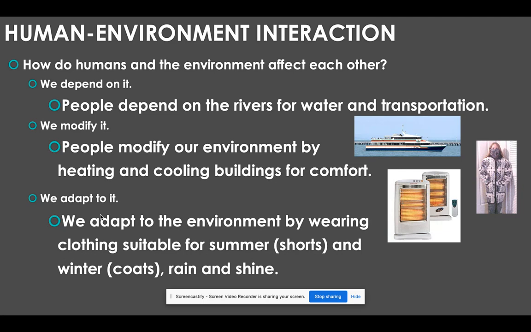Human environment interaction is pretty self-explanatory. It's how we interact with the environment and how the environment interacts with us. So when we pollute the environment, we're interacting with it. When it gets really, really hot or really, really cold outside, the earth is interacting with us. So then we react to the way it's affecting us. For example, if it gets really cold outside, we might turn up the heat at our house. We might dress differently.